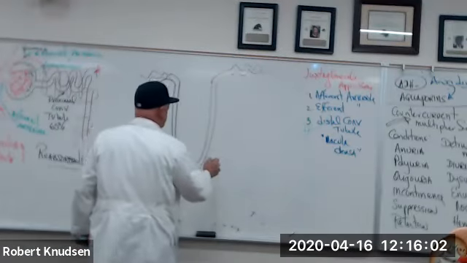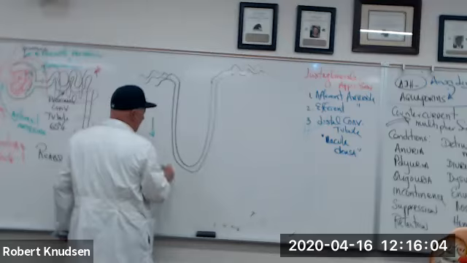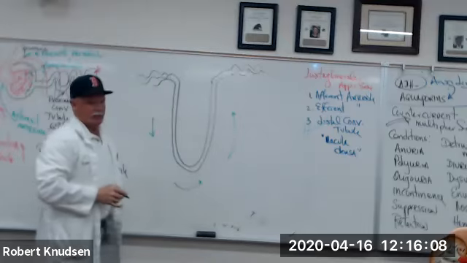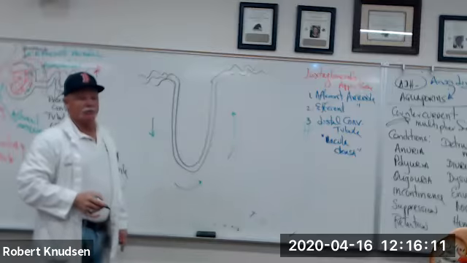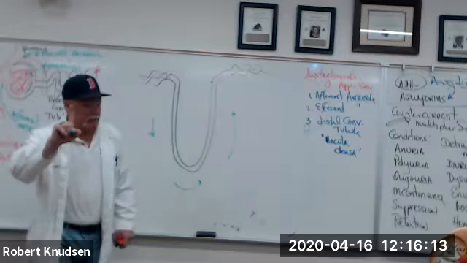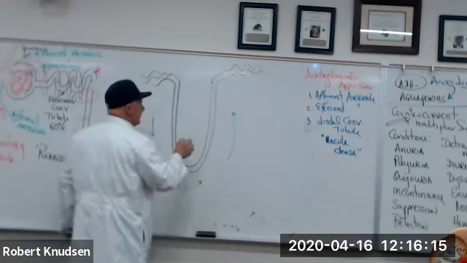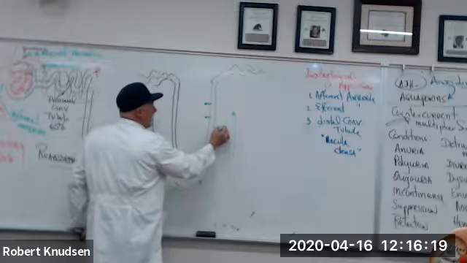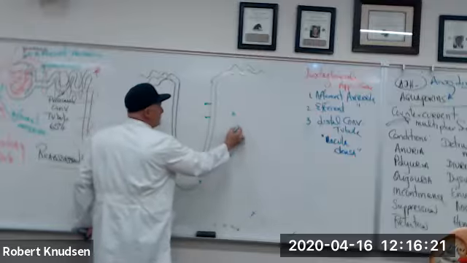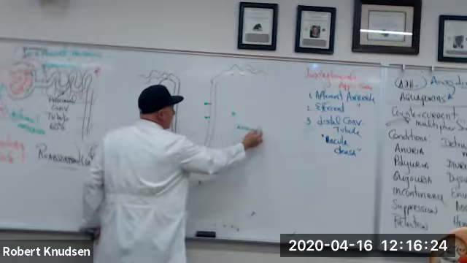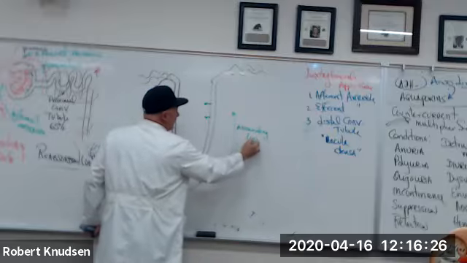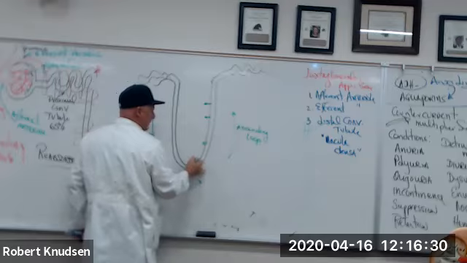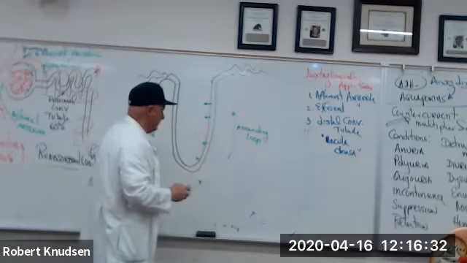Now, this is the flow of urine, potential urine, through the tubule. We called it filtrate. Remember that? Called filtrate. Okay. On the ascending loop, that means it's heading toward the distal convoluted tubule, we pump out sodium.